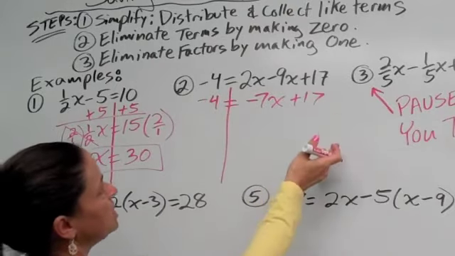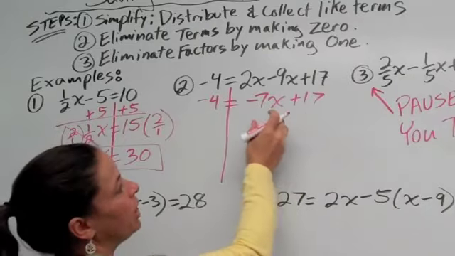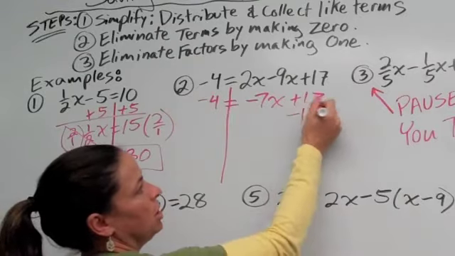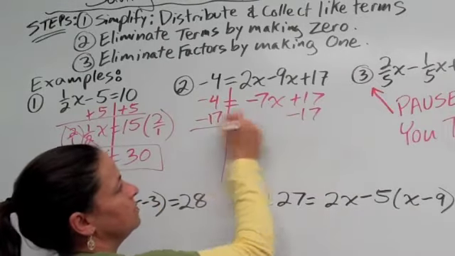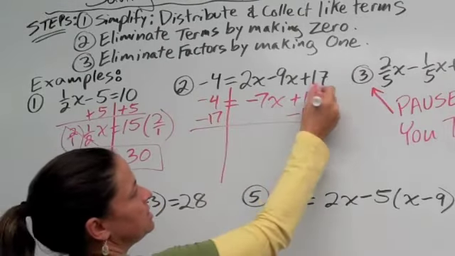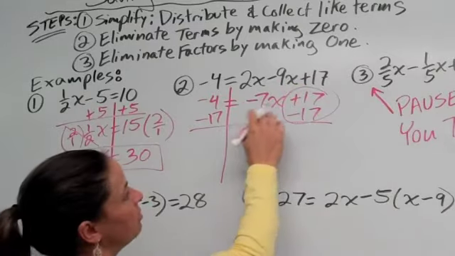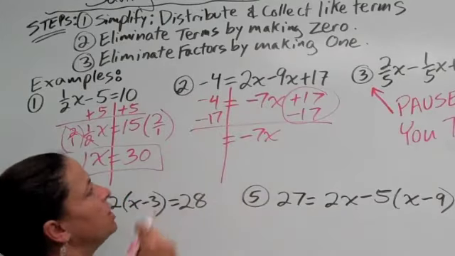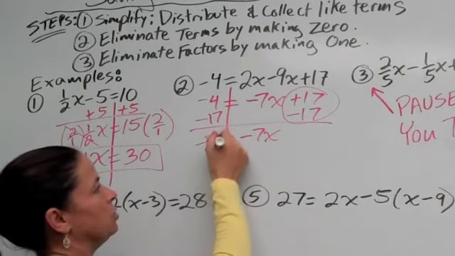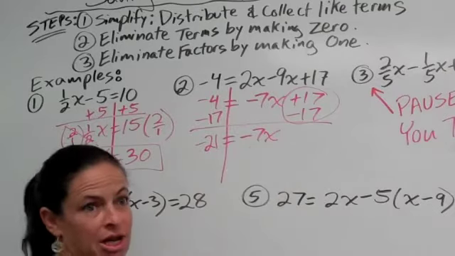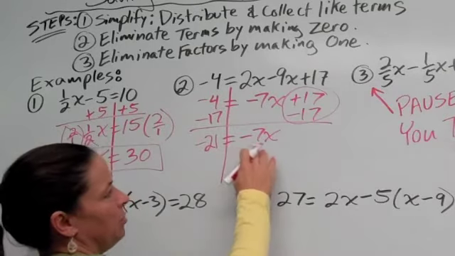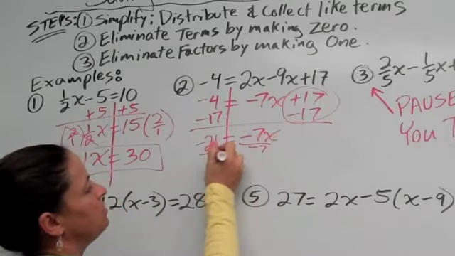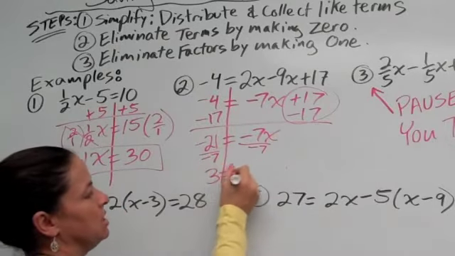All right, now I can't simplify anything else. I want to eliminate terms by making a 0. So I don't want to get rid of the x term, so I will get rid of the positive 17 term, which is subtract 17. Plus 17 and minus 17 makes 0, and I'm left with a -7x. I have -4 and -17, that adds up to a -21. I want to continue to get x by itself. I want to make this into 1x, so I'm going to divide by -7, and I get 3 equals x.